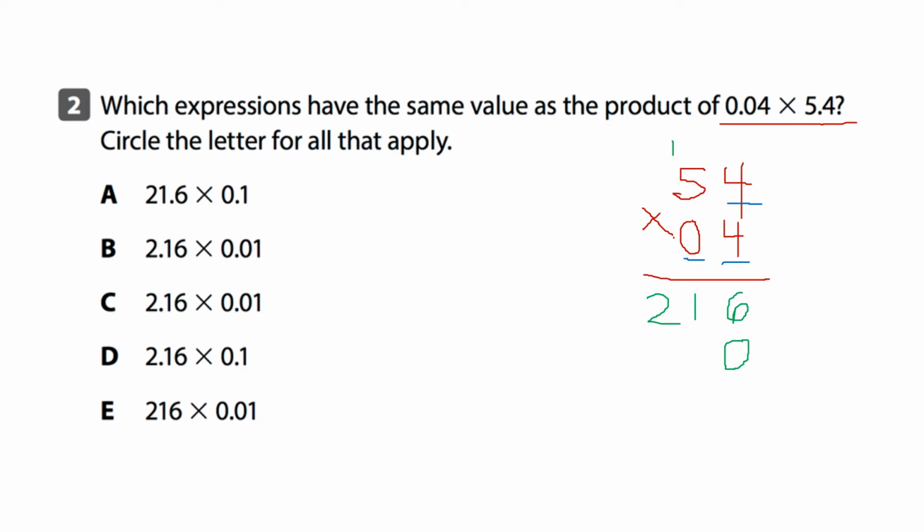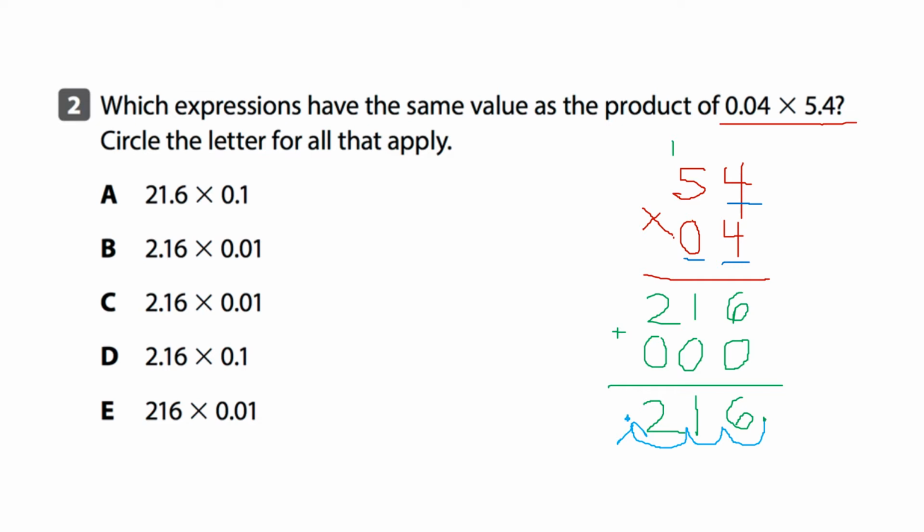0 times 4 is 0. 0 times 5 is 0. We add together our partial products, and we get 216. And right now it's a whole number, but if I remember from the beginning of my problem, I have 3 decimal place values. So I move my decimal 1, 2, 3 times.